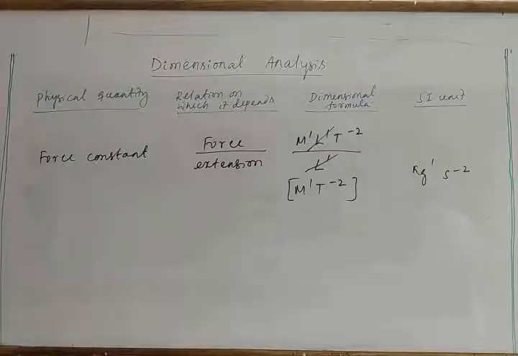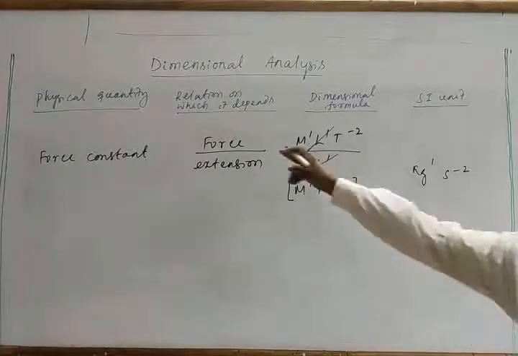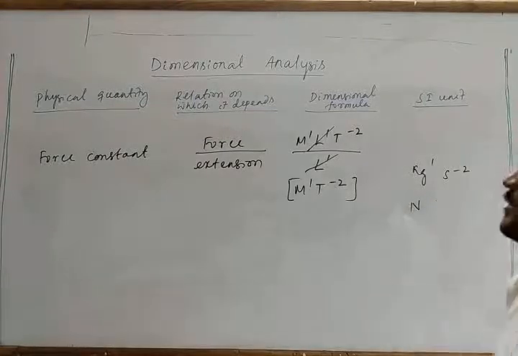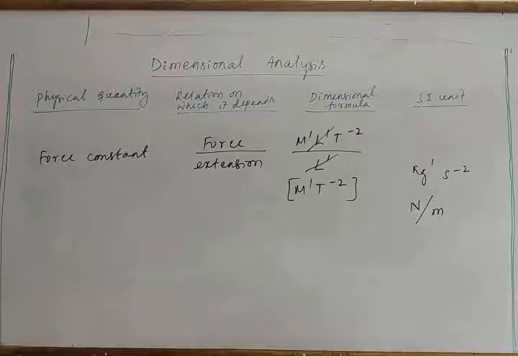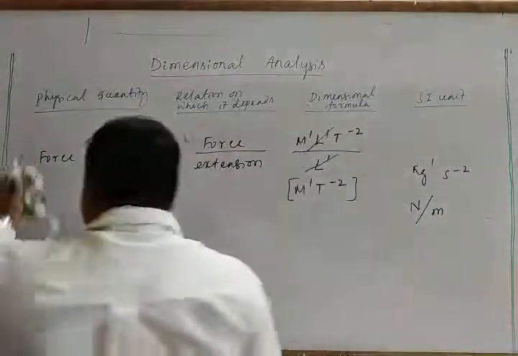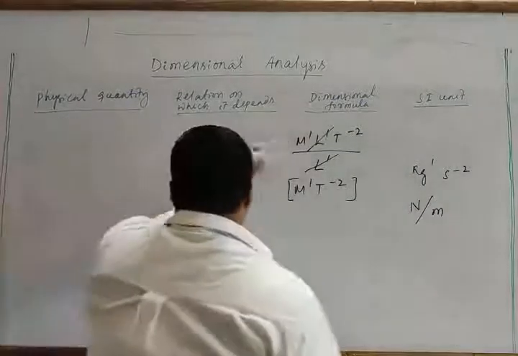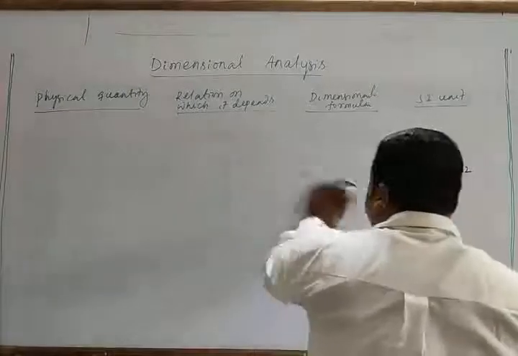If you write it another way, the equivalent unit: the force unit, as you already know, is newton. Extension is meter. So newton per meter. Both are the same thing. This is also the unit of the force constant. Next, the most important one is work. What is work?